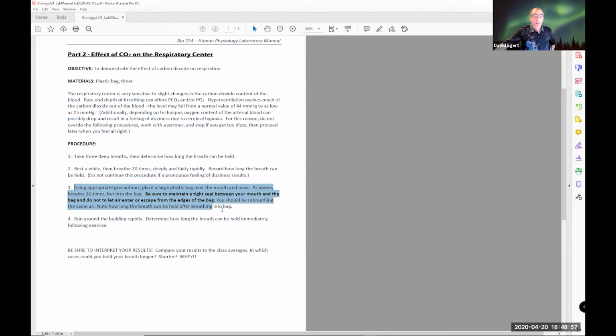This next one is rebreathing into the same bag. In general, people say don't play with plastic bags. This is not a toy. I don't want anybody dying because they're doing this lab and putting the bag over their head and suffocating. This is not about that. This is about a plastic bag and a really good seal.